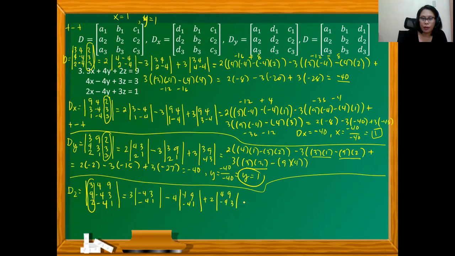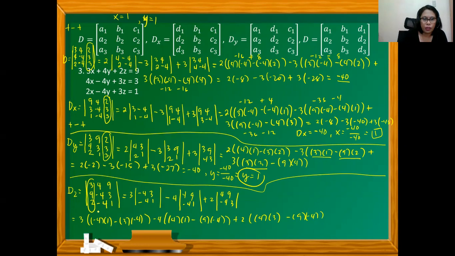So we have 3 quantity, the product of negative 4, 1, minus the product of 3 and negative 4, minus 4 quantity, the product of 4 and 1, minus the product of 9 and negative 4, plus 2 quantity, the product of 4 and 3, minus the product of 9 and negative 4.